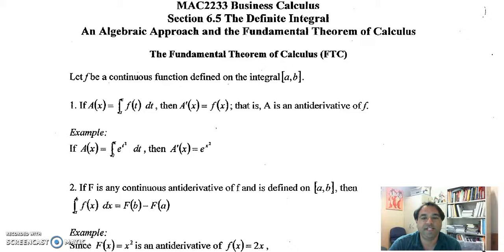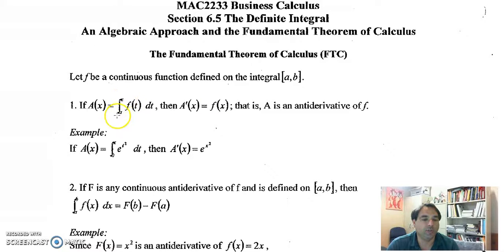Hello. In our last section for MAC2233, Calculus for Business and Social Sciences, we'll be looking at section 6.5, the definite integral. We've been dealing with integrals, but there have not been any numbers on that integral. A definite integral has a lower bound number and an upper bound number. So we'll be looking at definite integrals versus indefinite integrals. And there's a benefit to having a definite integral with a lower bound and an upper bound.